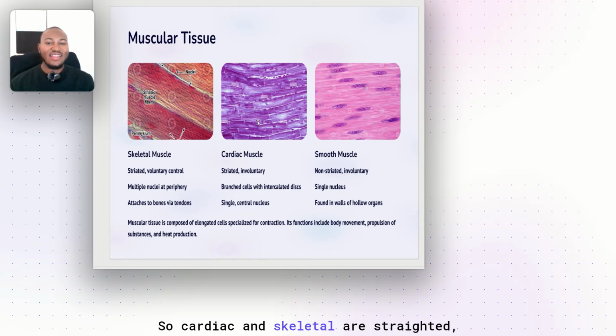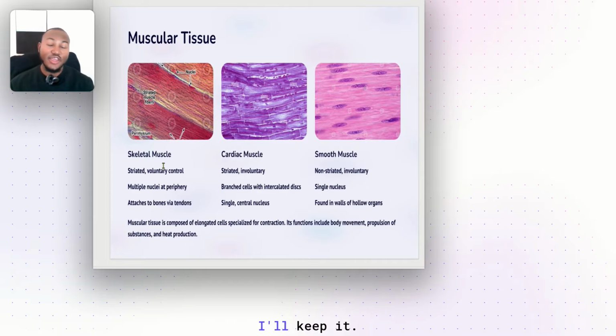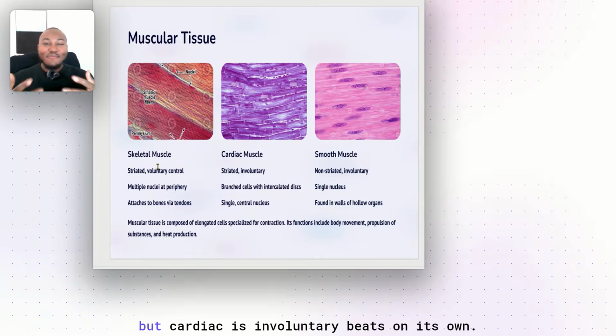So cardiac and skeletal are striated, but the difference is that skeletal is voluntary. You move it voluntarily. If I want to shake my head, I shake my head. If I don't want to shake it, I'll keep it. If I want to smile, like skeletal muscle. If I don't want to smile, okay. Now, but cardiac is involuntary, it beats on its own.